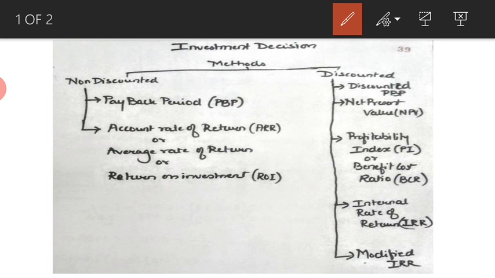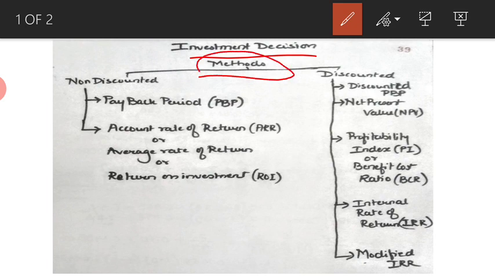Now, whenever a company invests, it doesn't have a single option or opportunity. It has varied opportunities, or there are multiple options where a company can invest. Now, where should it invest? Should it invest in project A? Should it invest in project B? Or should it invest in project C or D? It depends on certain criteria which are given by this investment decision. Now, investment decisions can be further divided into methods of two types.